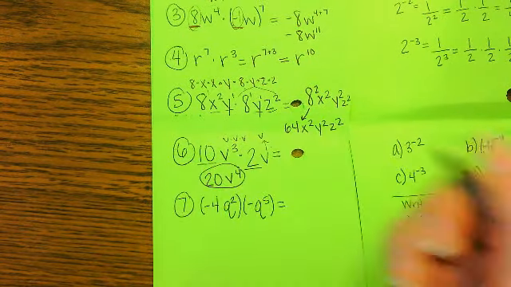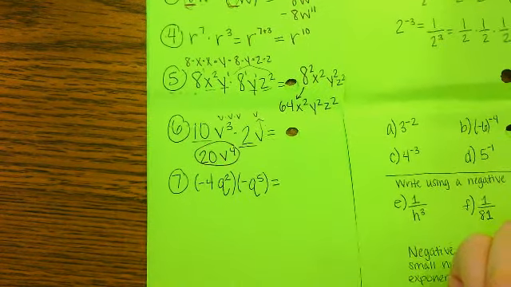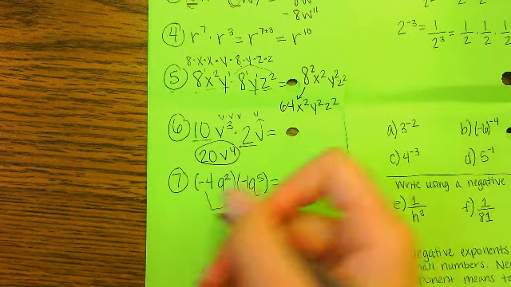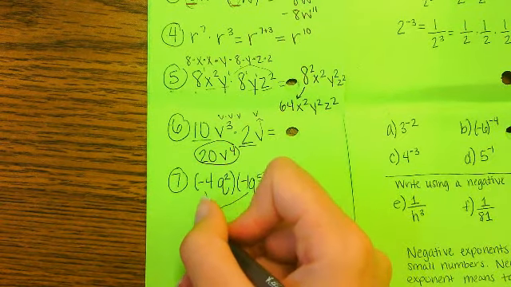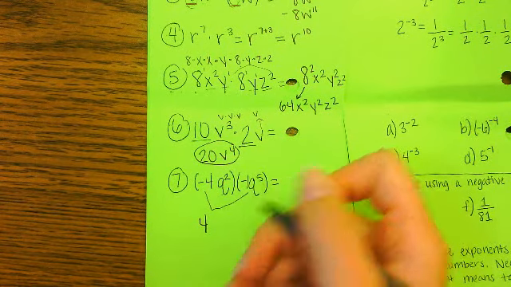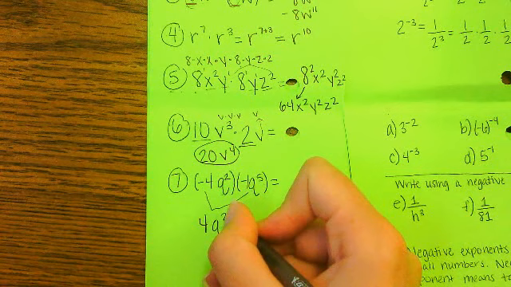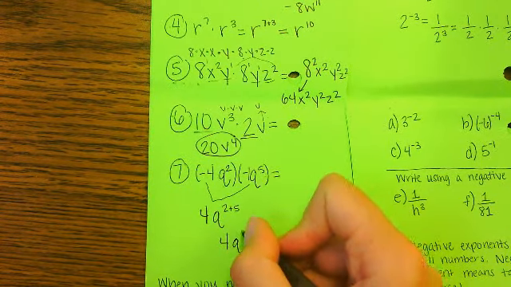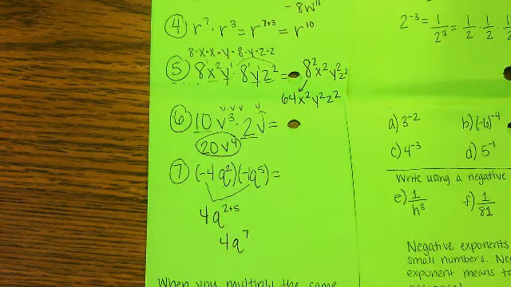V to the 4th power. And then the last one, multiply those unlike coefficients together. Negative 4 times negative 1 is positive 4. And then I have 2 q's here plus 5 q's here. Add those exponents. And I get 4q to the 7th power. So that's just a little sneak peek of product of powers. When you're multiplying the same bases, you're going to add those exponents together for simplification.